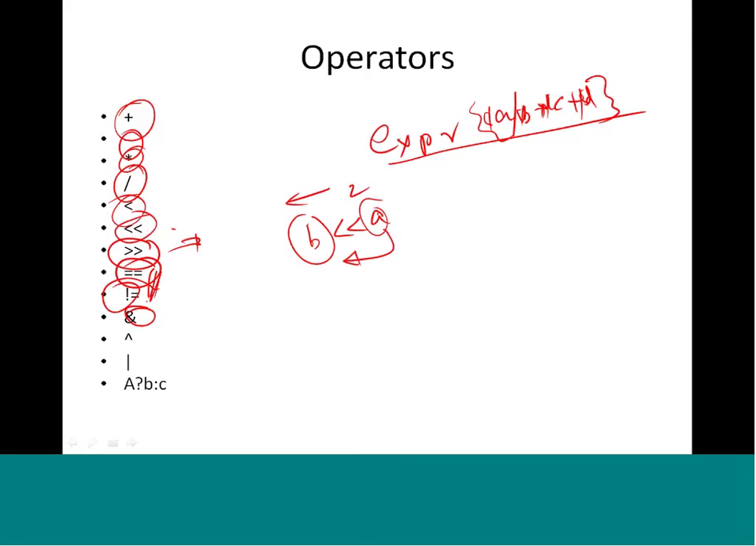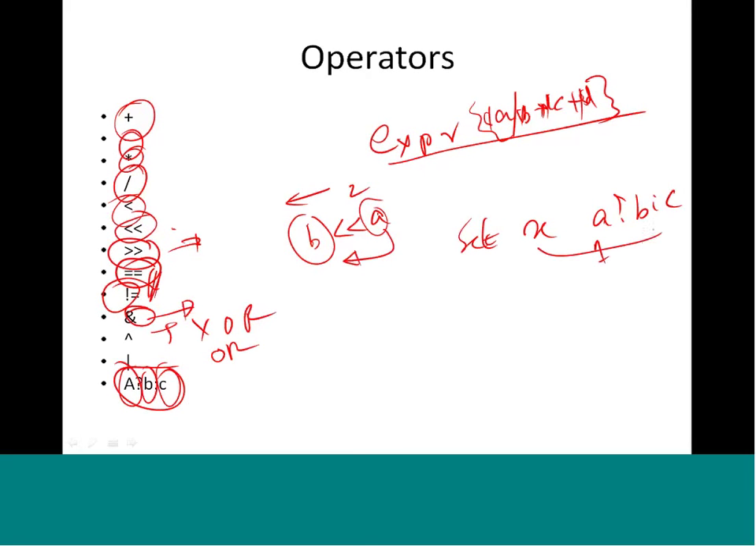But these are bitwise AND, and this is bitwise XOR, bitwise OR, and this is a conditional operator where if A is non-zero then take B otherwise take C. So if you say set X A question mark B C, if A is 1 then X is B, if A is 0 then X is C. Okay. So all the other operators you can also use in logical operations instead of bitwise, and the logical operations typically are used inside some control flow structure.